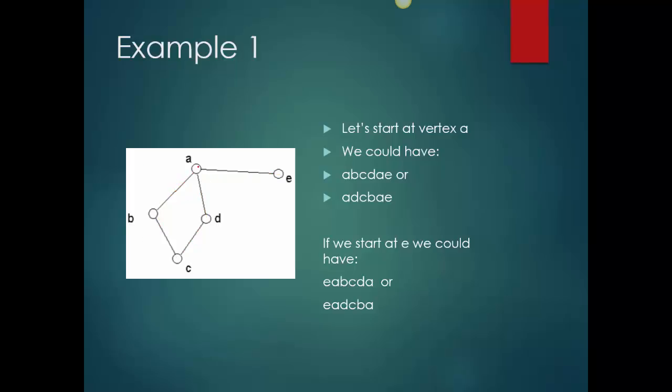A second one: instead of going to B first, I could go to D first. So I could go A, D, C, B, A, and then over to E. That works too. So I've gone through every edge exactly once, and you can see when I'm drawing it, it's like I'm drawing the shape without picking up my pencil. That's what you want to look at for Euler paths and Euler circuits. Could you draw the shape without picking up your pencil?